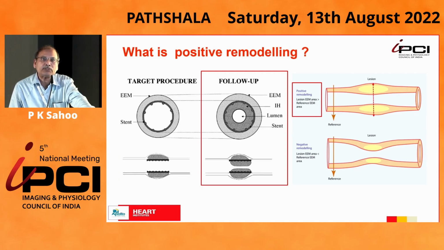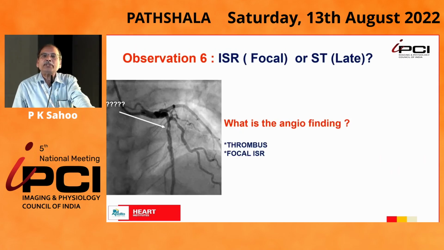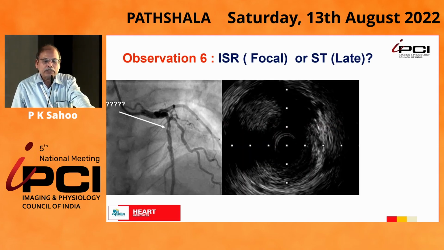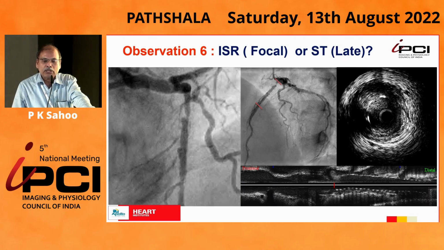We call it positive remodeling, and we have to recognize this entity in the long run. My sixth observation was that it could be an ISR focal or a late stent thrombosis. This was an area of interest where you can see this part, which looks like peristent thrombosis. This was the sixth finding that I could get, that possibly it was a late stent thrombosis.